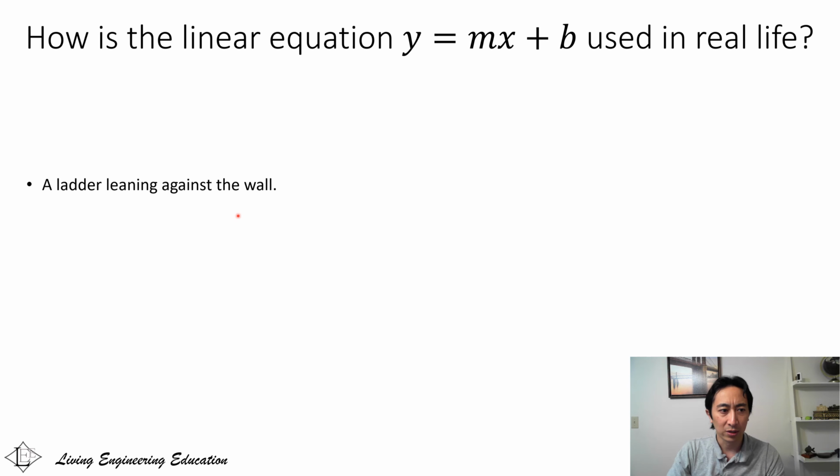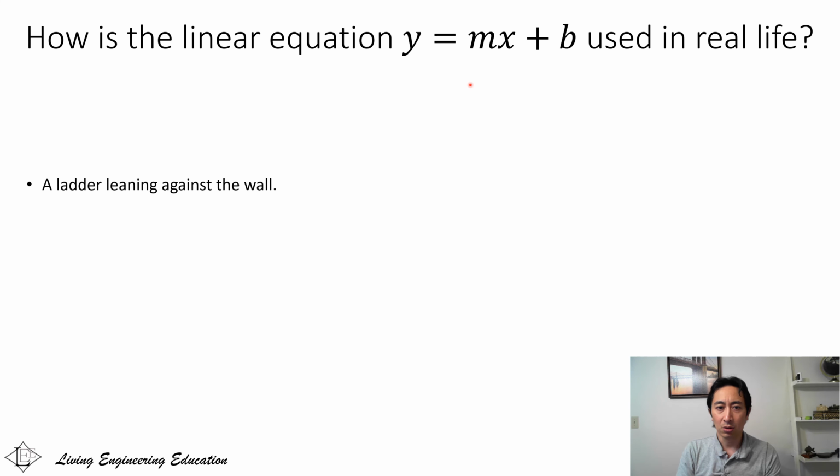So the simplest one I can think of is a ladder leaning against a wall. Now, whenever you are trying to use these equations, you need to find where your 0, 0 point, your origin, is. So if I have a ladder leaning against a wall, I would probably define the origin as the base of where the ladder is touching the floor.